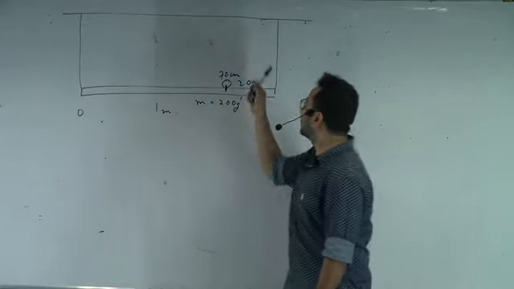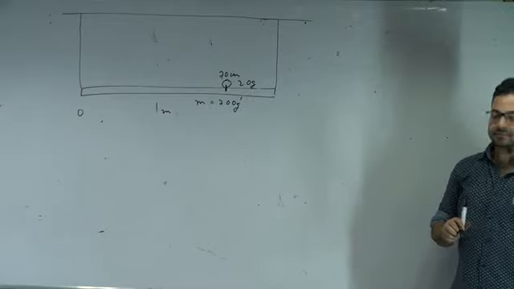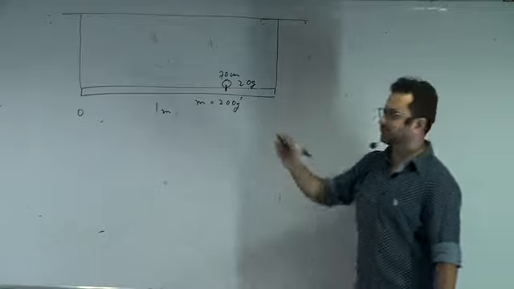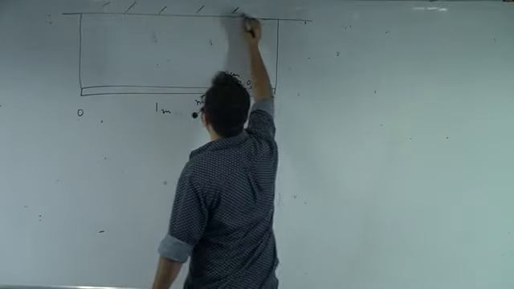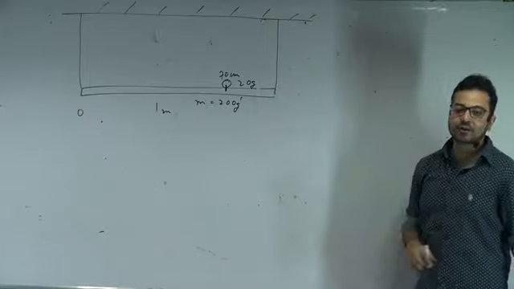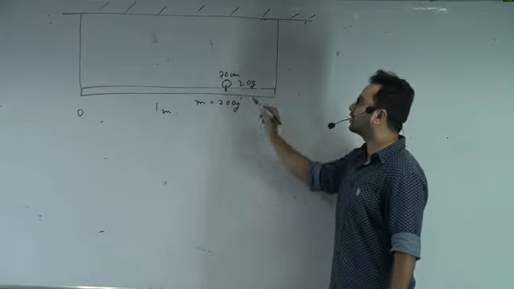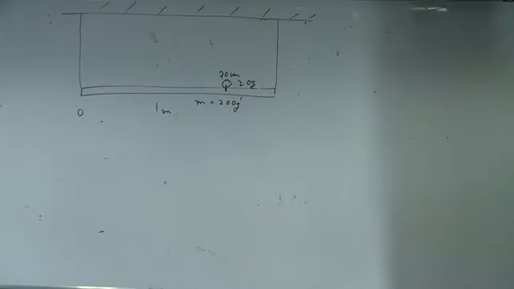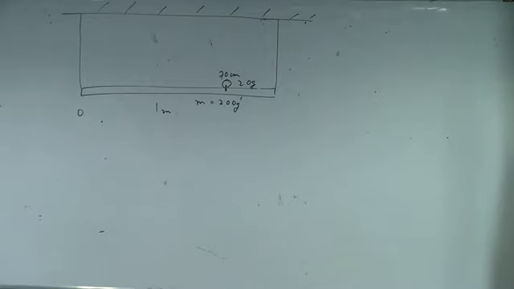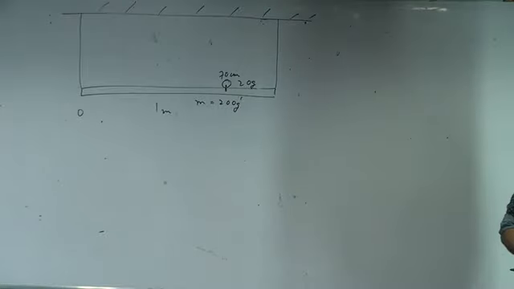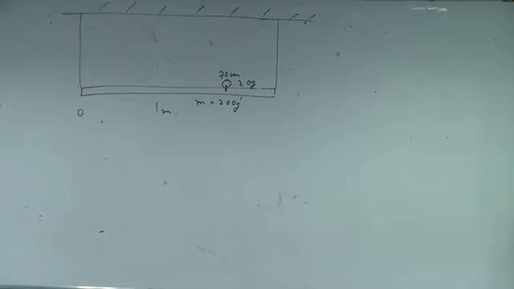Okay, this is supported by strings of equal length from the ceiling. All right, the rule has a mass of 200 gram, and then at the 70 centimeter mark, there is an object of mass 20 gram kept there. ठीक है? Object of mass 20 gram kept over there. So the question is, find the tension in both the strings. Is the question clear? Go for it.